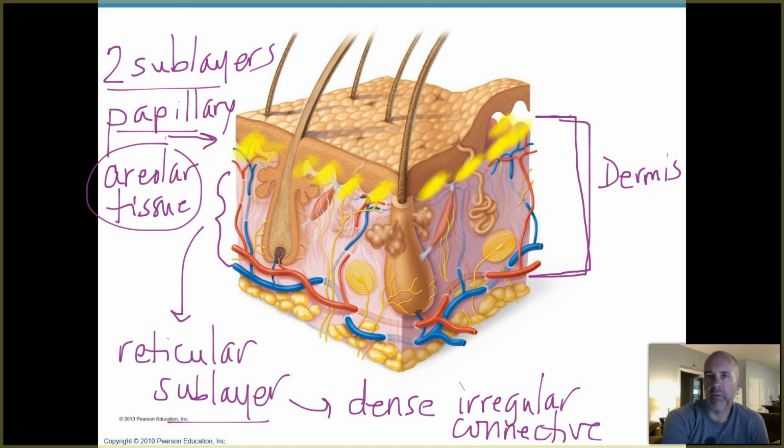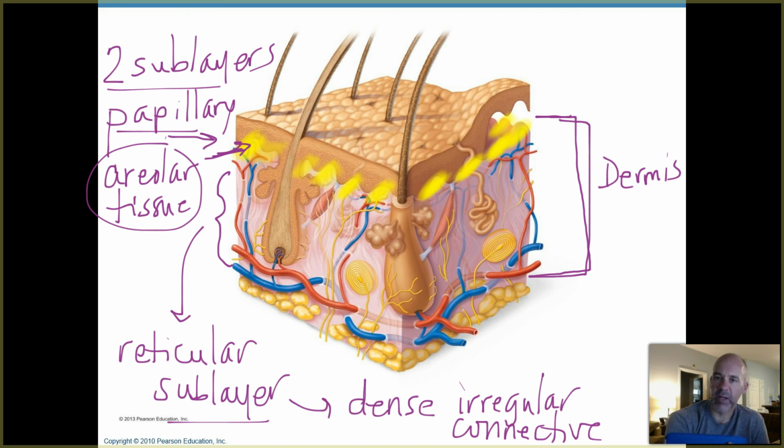You want to be real careful when you're studying the anatomy, if you're taking the anatomy test, and I'll have practice activities for you guys with this. Read the questions carefully, because there might be an arrow pointing to the papillary sublayer. If the question says, name the sublayer of this portion of the skin, that's going to be the papillary sublayer. If it says, name the tissue that this sublayer is composed of, that's areolar tissue.